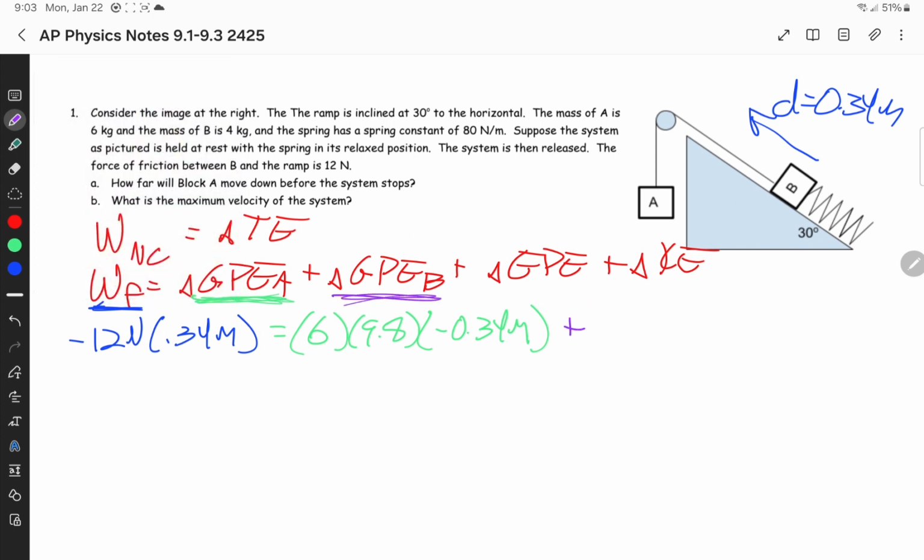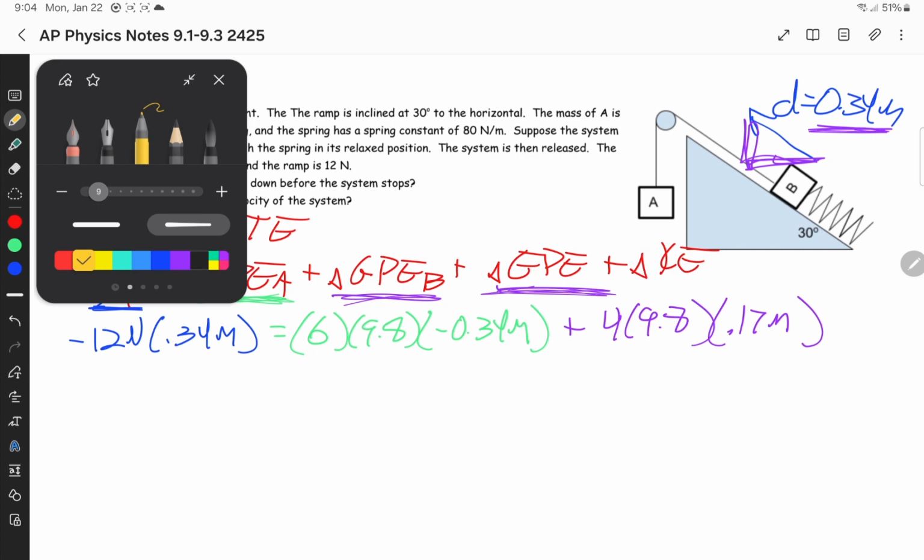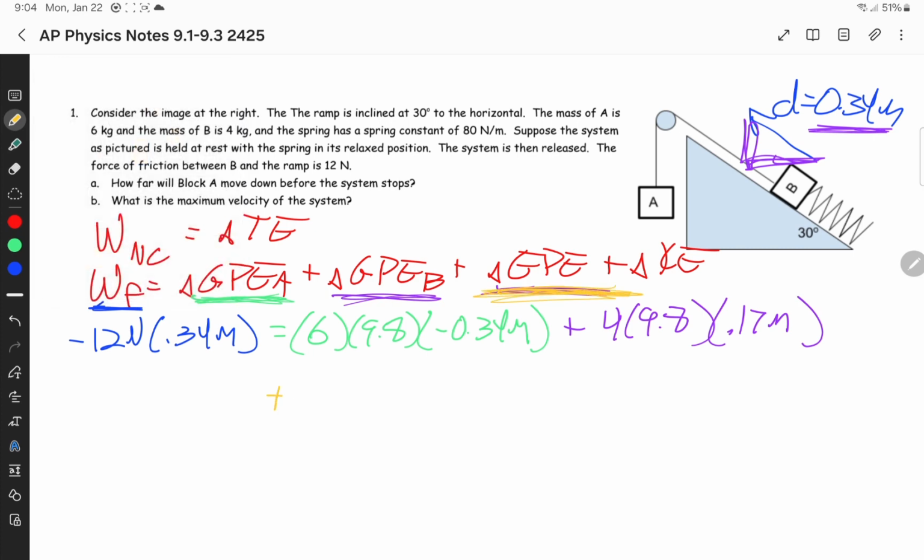Plus the change in GPE for B, which is its mass times 9.8 times the distance it goes up. Remember, that's that whole 30, 60, 90 triangle thing. If it travels 0.34 meters up the ramp, the distance it goes up is half of that, so 0.17 meters. Plus our change in EPE, which is 1/2 times our spring constant of 80 times the distance the spring gets stretched, 0.34 meters. Don't forget to square it.